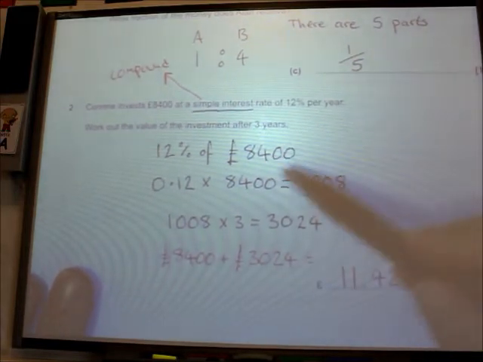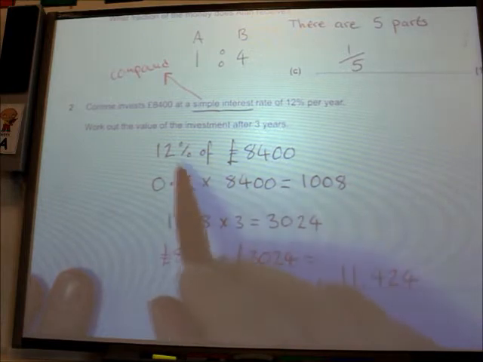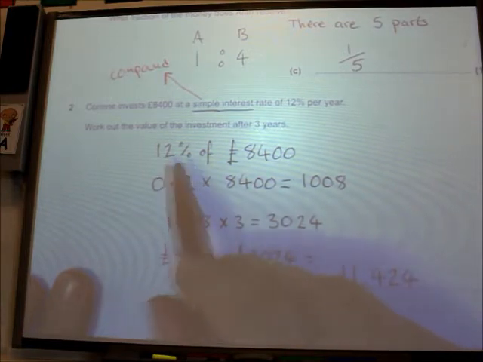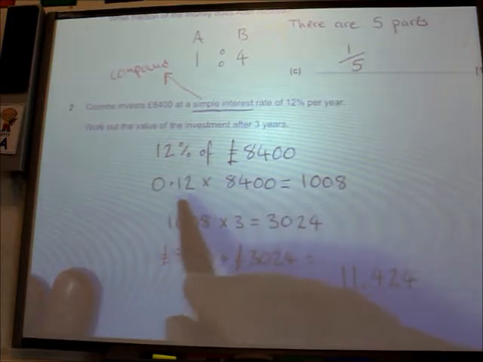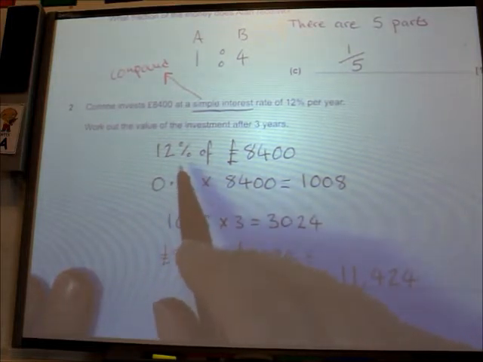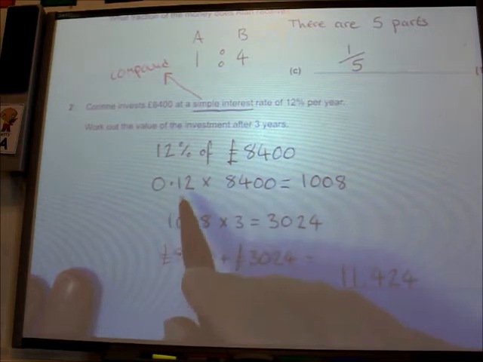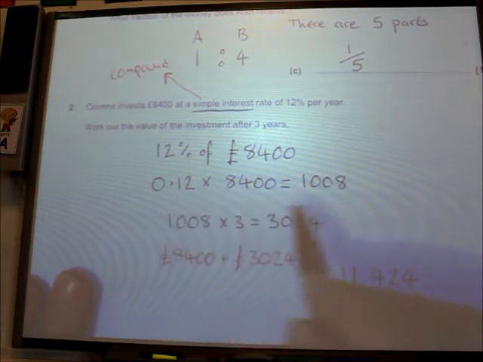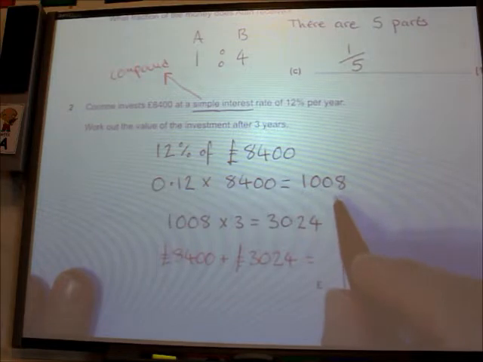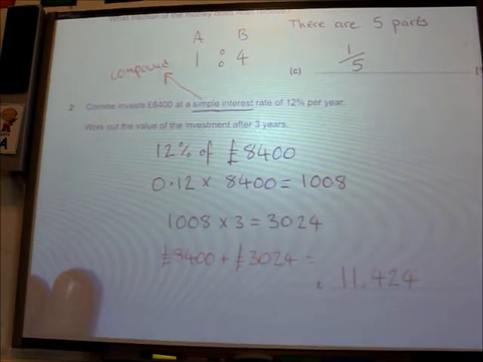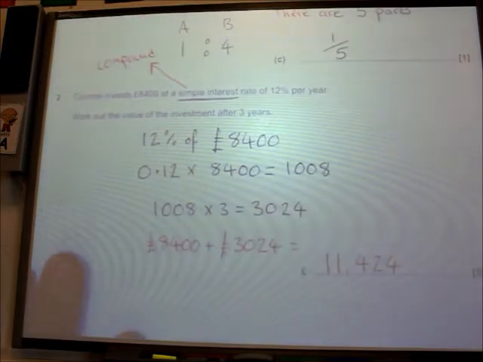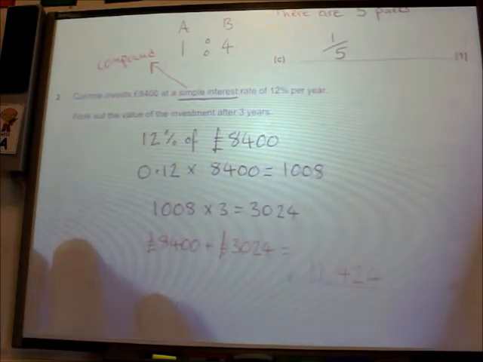Anyway, 12% of 8,400. You might be tempted to do 10%, 1%, 1%. It's a calculator paper, make life easy. 12% is 0.12 as a decimal. So to work out 12% of 8,400, you do 0.12 times 8,400, which is 1,008. Because it's 3 years and because it's simple interest, you want 3 lots of that, which is 3,024, then you simply add it on. So this is the value of her investment at the end of the 3 years, £11,424.